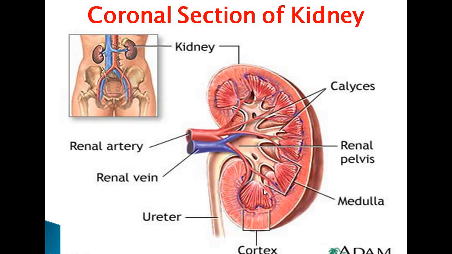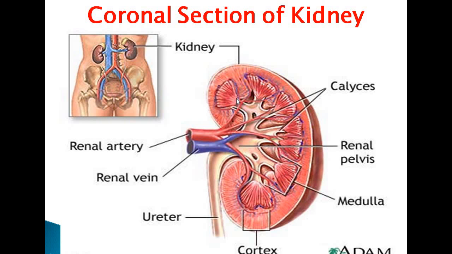The medulla consists of 8 to 10 conical masses. These conical masses are called renal pyramids. The renal pyramid has a pointing apex which is called the renal papilla, and towards the cortex are the bases of the renal pyramid. So this is one renal pyramid with its renal papilla and renal base. In such a way, 8 to 10 renal pyramids are present.